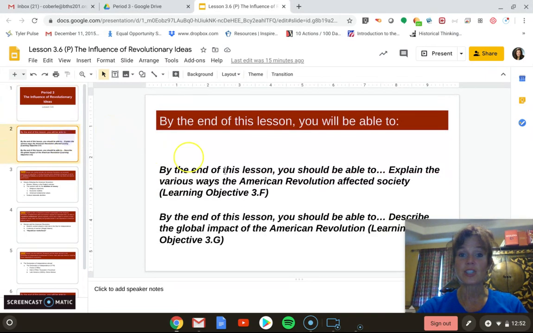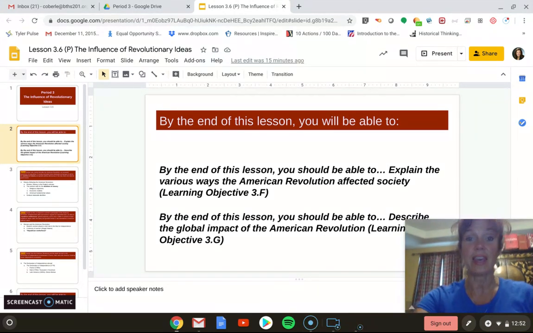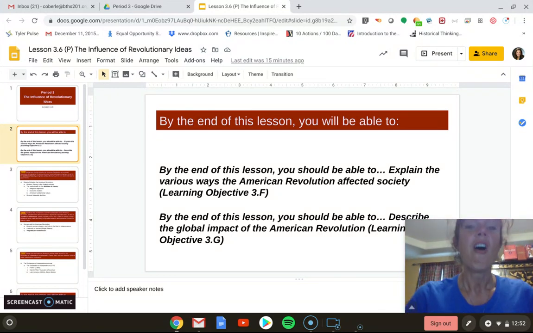This lesson has two objectives. You should be able to explain the various ways the American Revolution affected society. This is society in the United States of America. Also, in this lesson, you should be able to describe the global impact of the Revolutionary War and how it inspires other revolutionary movements throughout the world.